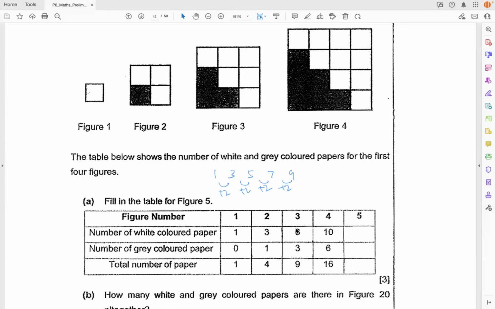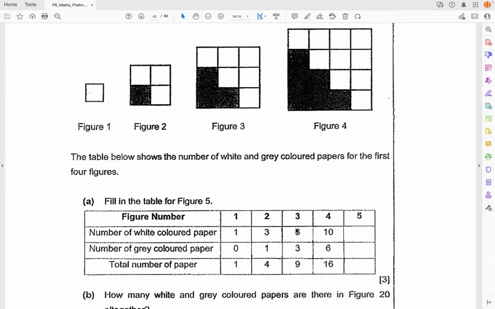The second type of pattern question is called square numbers. With square number pattern questions, sometimes you can identify them pretty easily from the figure itself. When the figure has the shape of squares, there is a very high chance it involves square numbers, right? So in this question, the figures are squares, so it's pretty obvious it's a square numbers pattern.